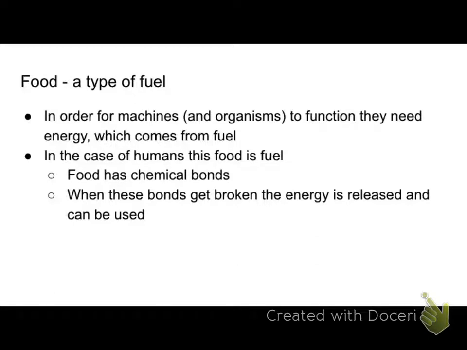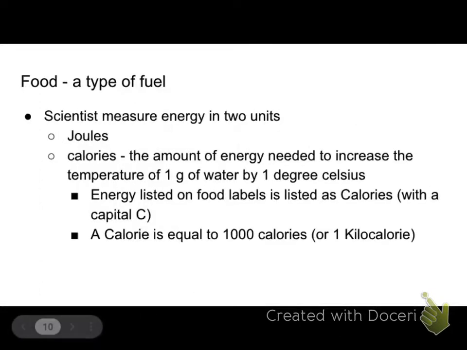All food that we eat has chemical bonds in it, and when we break down and rearrange those chemical bonds during the process of digestion, that energy is released, and then our body can use it for a variety of different things, okay? Like keeping your heart pumping and letting your muscles work and breathing and keeping your body at a certain temperature so that everything in your body functions correctly, okay? All of those things require energy, and we get that energy from our food.